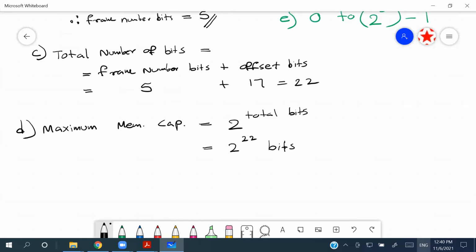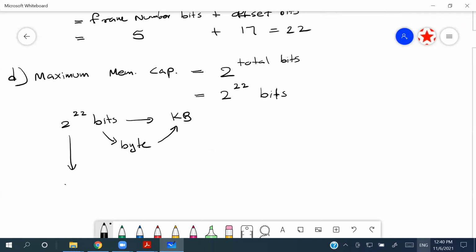And they are asking it using what? Using kilobytes, right? So we convert 2 to the power 22 bits into kilobytes. How does it happen? Bits become bytes, bytes become kilobytes.